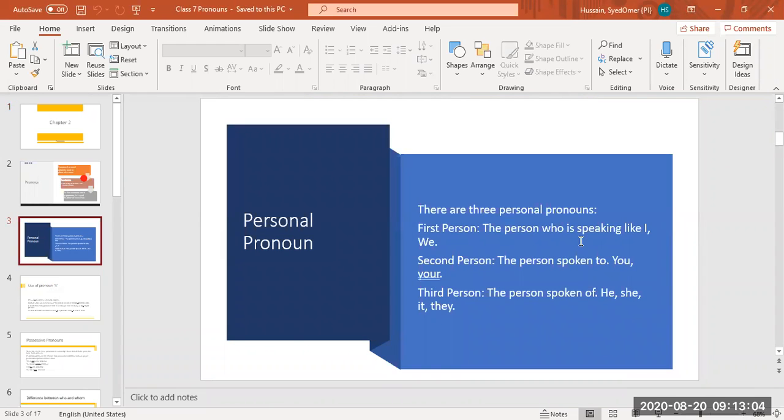There are three personal pronouns. Okay, first person, second person, and third person. First person, as you can see on your screen, is the person who is speaking. Second person, the person spoken to. And the third person, the person spoken of. Please note it down.